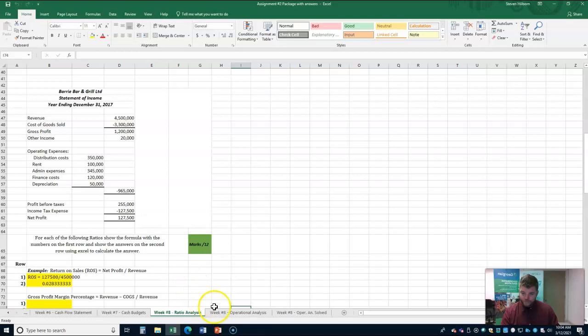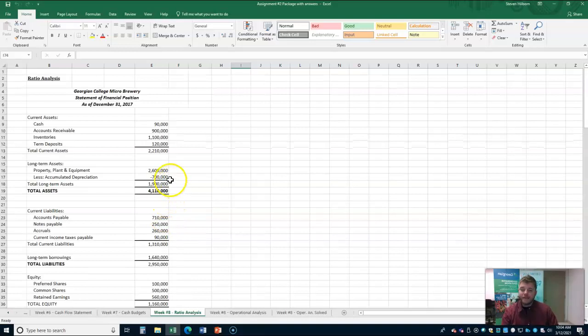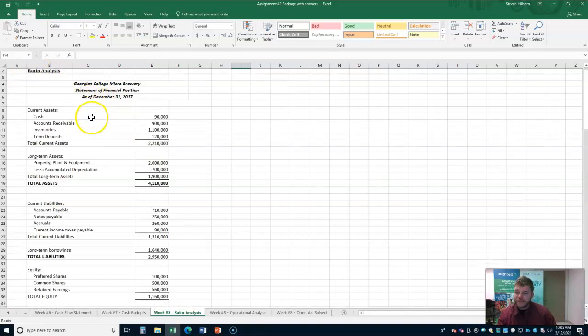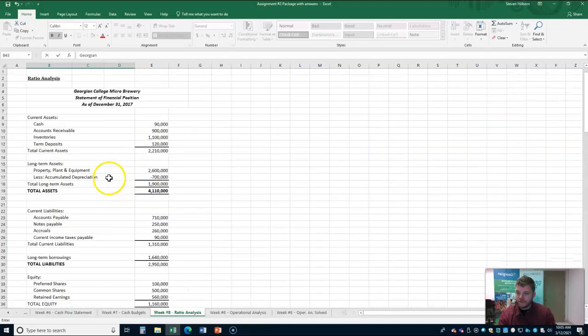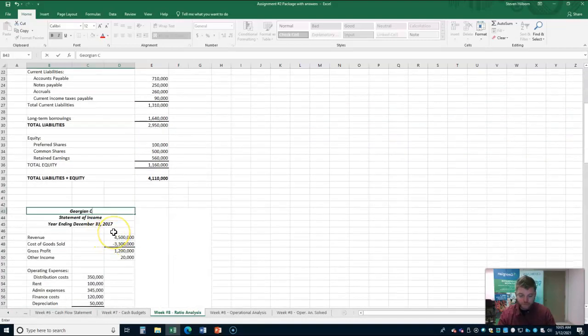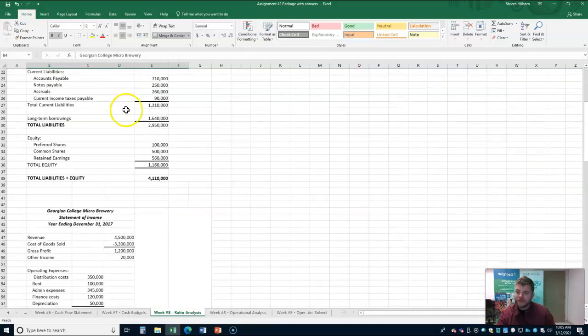When it comes to our 2 different assessments for week 8, I don't have the in-class activity with me now. I will post it as soon as I can. Here is the ratio analysis. Now, I'm sorry, this is also the Georgian College Microbrewery. So not to confuse anyone in the assignment, the title of the place was changed, but it is the same company.